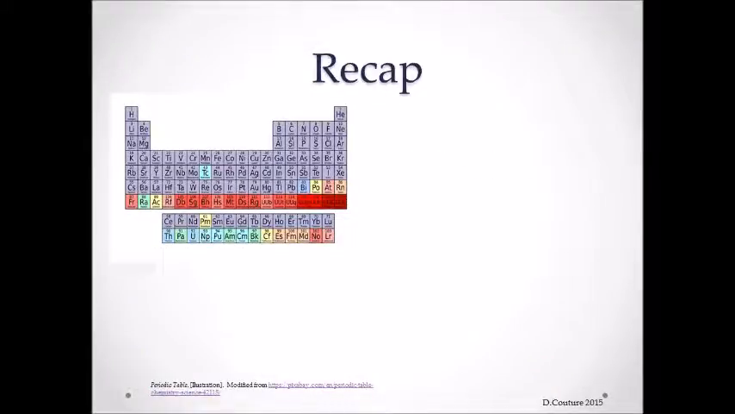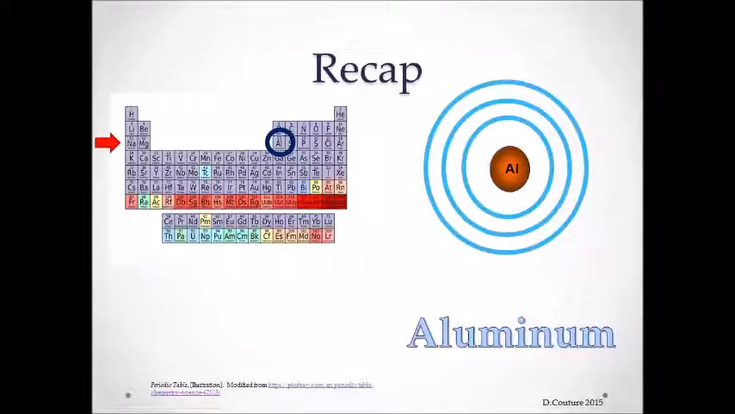So to recap periods, we're going to do this very simply and quickly. Let's take aluminum, for example. Aluminum is located on the 3rd row. Therefore, when we wish to draw it or identify it based on a drawing, we should have 3 rings around the nucleus of aluminum.